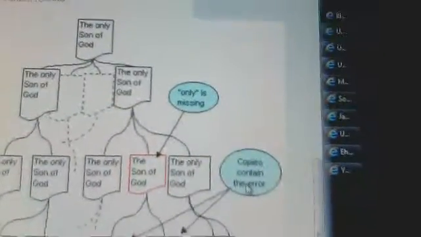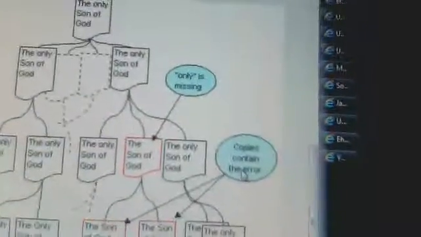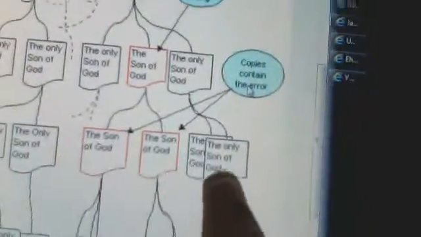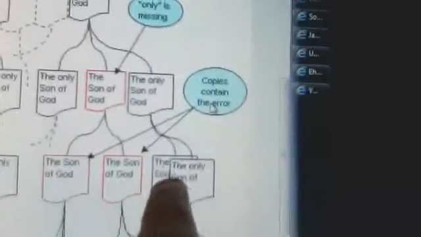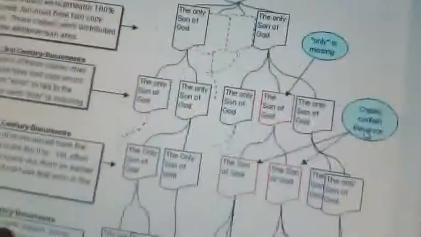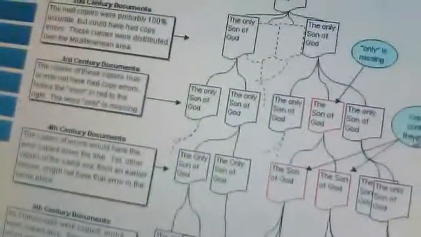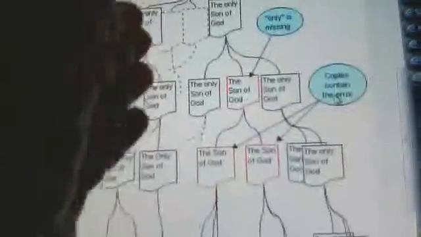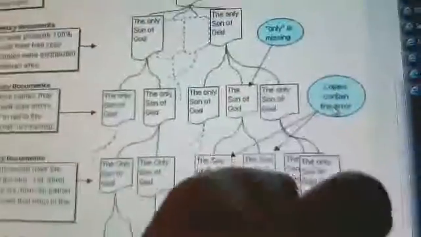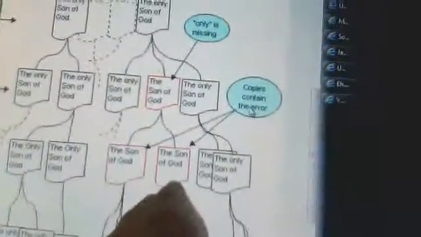Now you come to the 4th century and the error is replicated. The word only is missing, but we have a family tree here that has the word only, and we have 2 family trees of manuscripts here that have the word only. And so by the 5th century documents, as manuscripts were copied, errors were copied also, and sometimes new errors were introduced, but we have different family trees of manuscripts, so whenever there's a problem in a particular manuscript, we have other manuscripts that we can use to work it out.